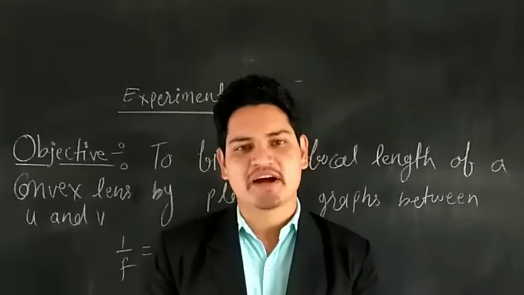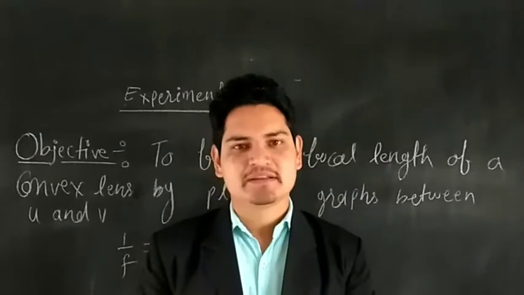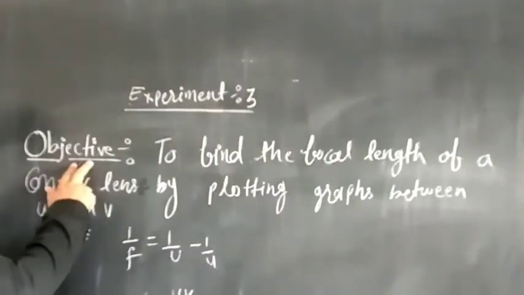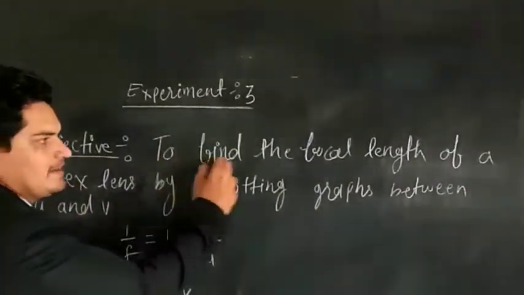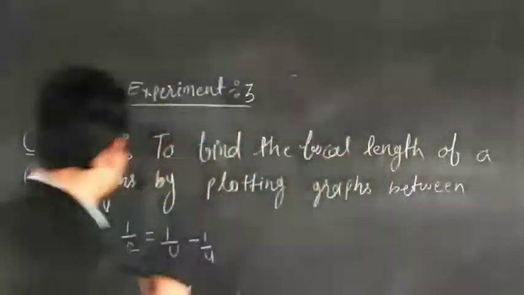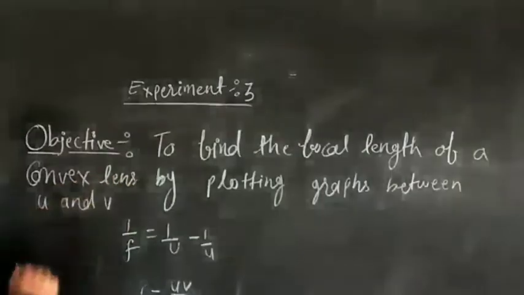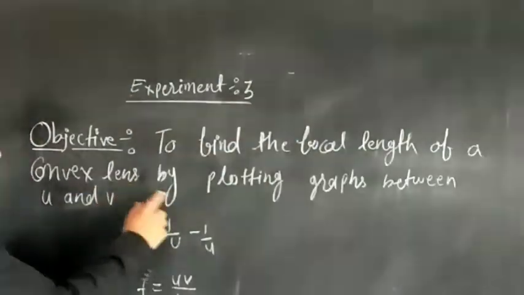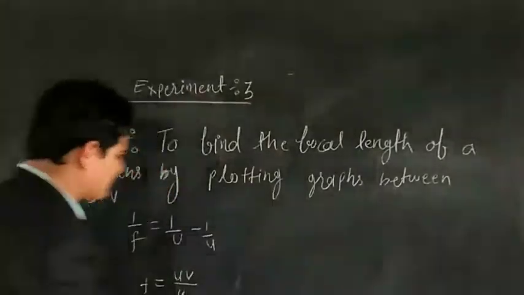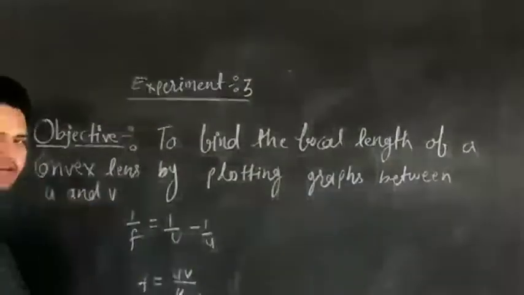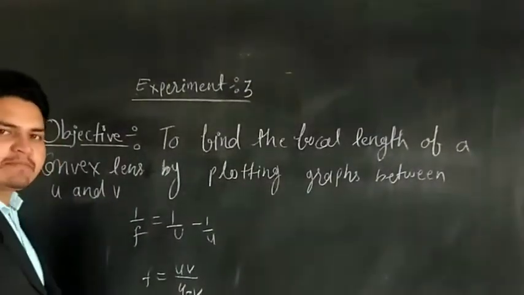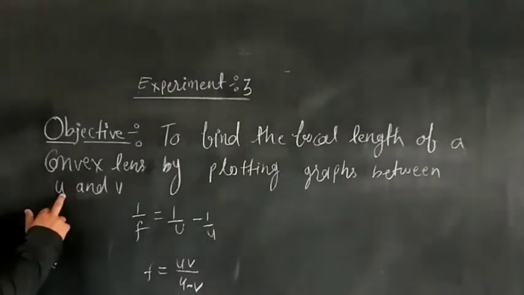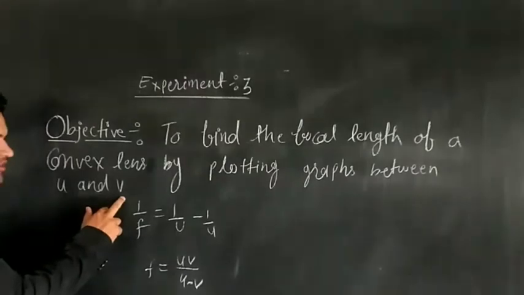Today we are going to start experiment number 3. The objective of our experiment is to find the focal length of a convex lens by plotting a graph between u and v. You already know from previous practicals, u is the distance of object and v is the distance of image.